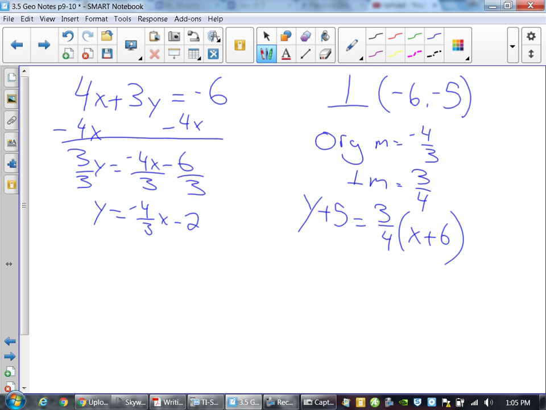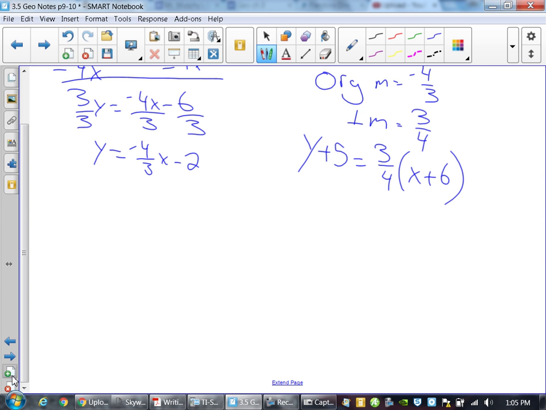Now we have to distribute again. When you distribute this again, we wind up with y plus 5 is 3/4 x plus 18 over 4, which is the same thing as 9 over 2. You okay with that?